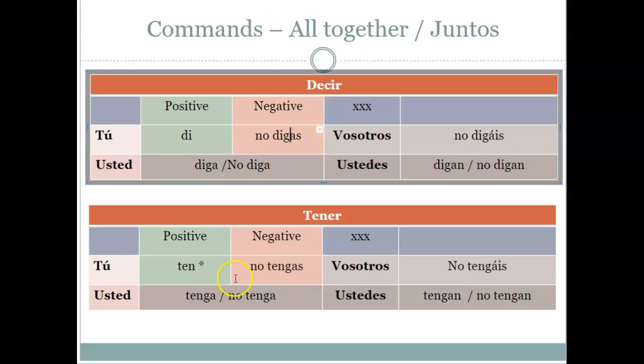And then no tengas. A lot of times these are used for like no tengas miedo, don't be afraid. No tengas prisa, don't be in a rush. Tenga and no tenga. Tengan, no tengan. So remember we went to yo, I was tengo, dropped the yo, and that's why we got those endings there. All right.